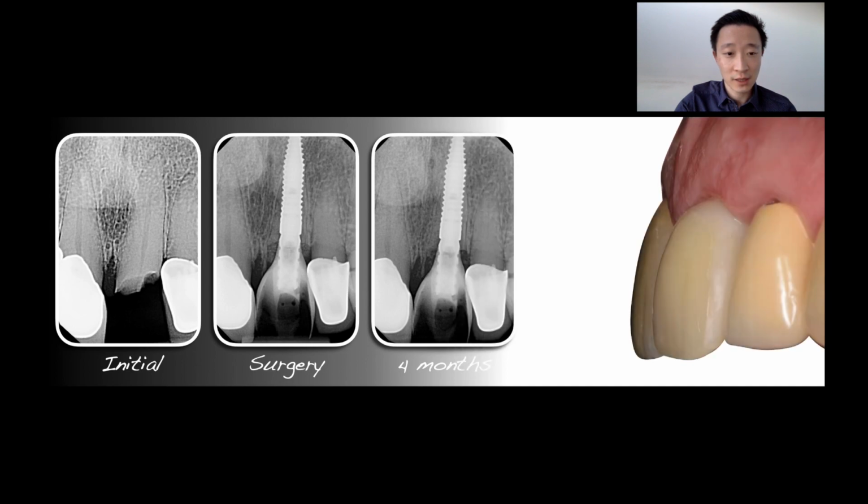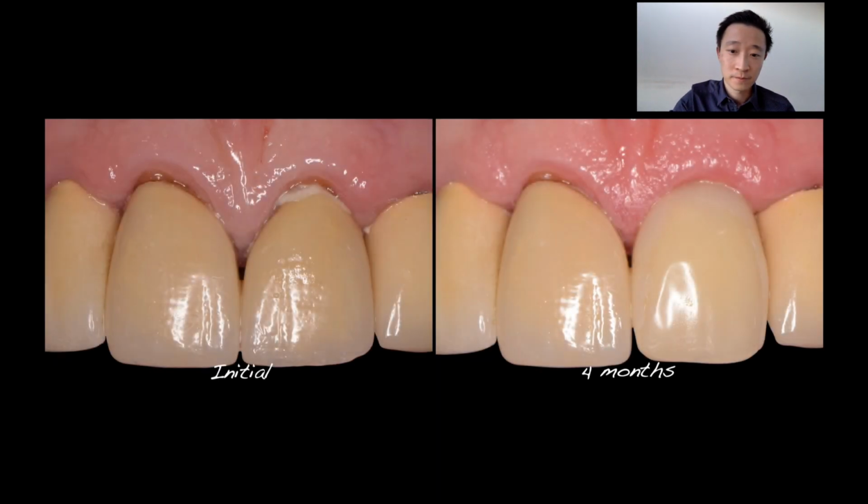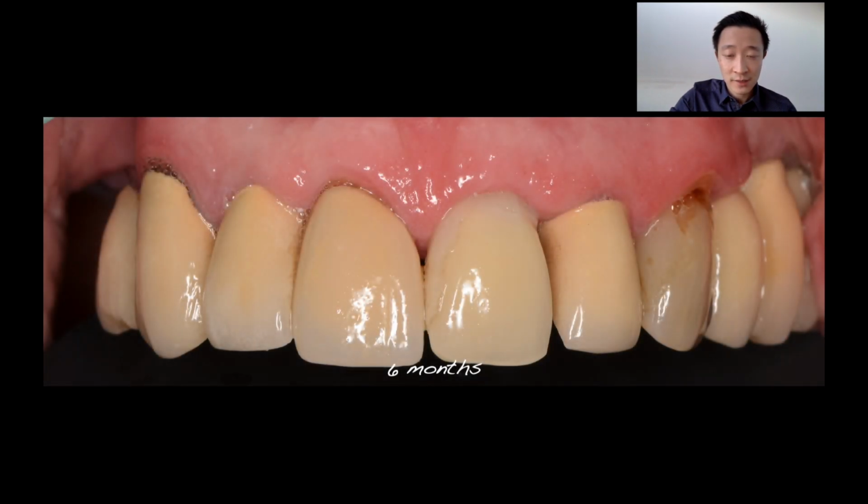Here we see the sequence of PAs, as well as a profile shot to see that the buccal eminence of the tissue and of the bone and of the root has been kept. So, another comparison, initial to 4 months. We did wait a little bit longer to the 6-month portion.